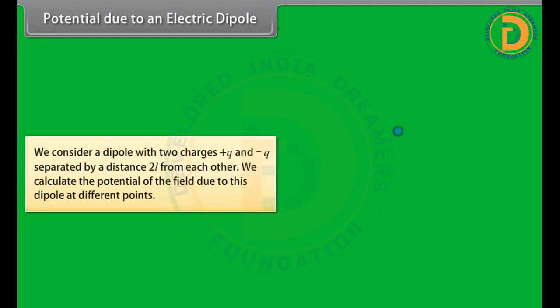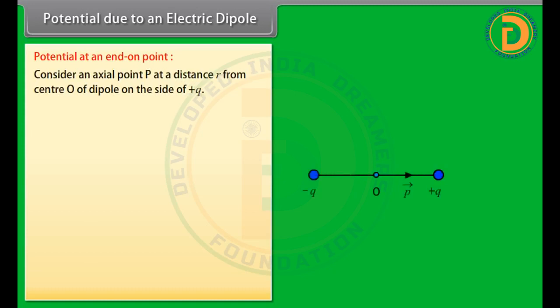Potential due to an electric dipole. We consider a dipole with 2 charges, plus Q and minus Q, separated by a distance 2l from each other. We calculate the potential of the field due to this dipole at different points. Potential at an end-on point. Consider an axial point P at a distance r from center O of dipole on the side of plus Q.